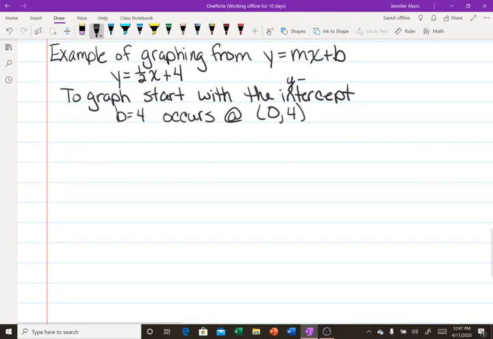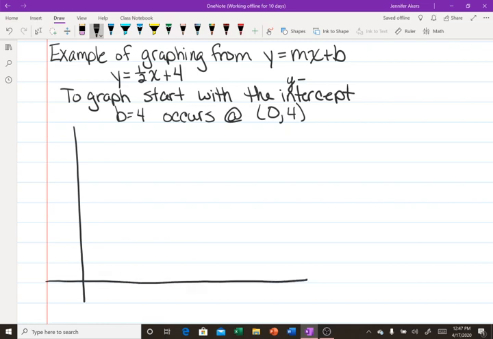So I'm going to draw a coordinate plane. 1, 2, 3, 4, 5, 6, 7, 8. I'm going to go up 1, 2, 3, 4, 5, 6, 7. So I'm going to start by graphing the point (0, 4), which occurs on the y-axis.